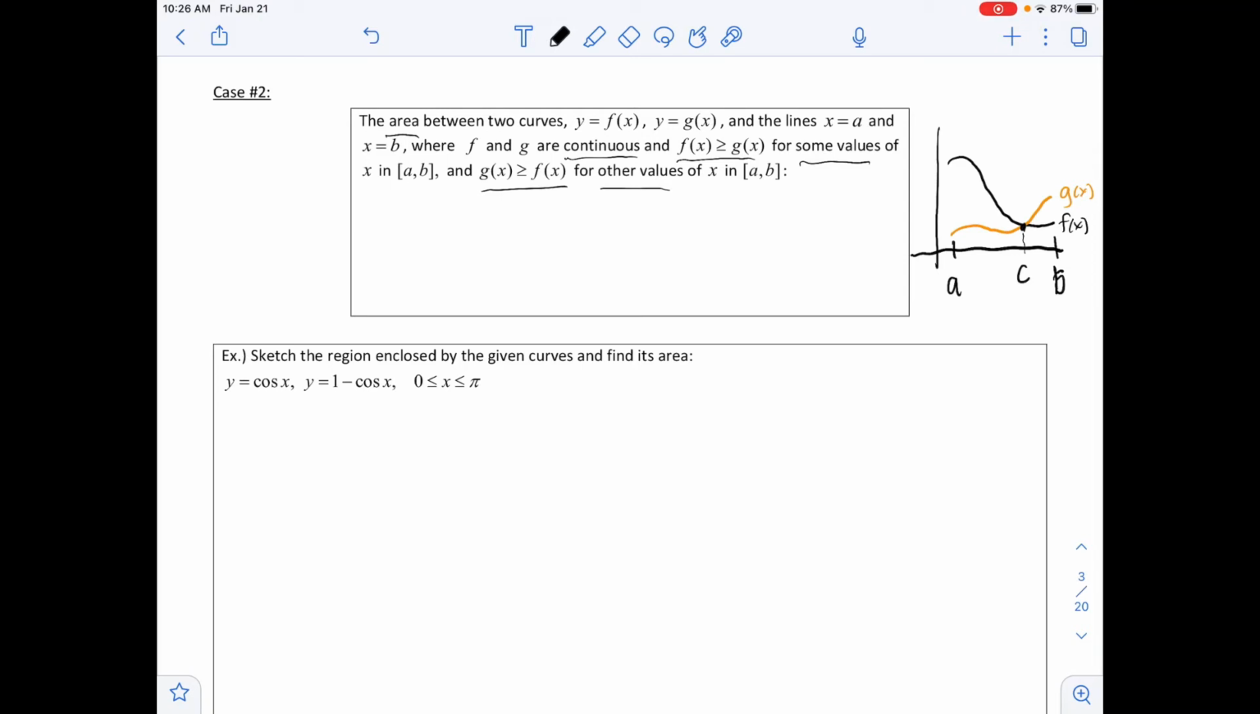So you'll notice that there's actually two different areas that we have. So this first area here, and we'll call this one A1.